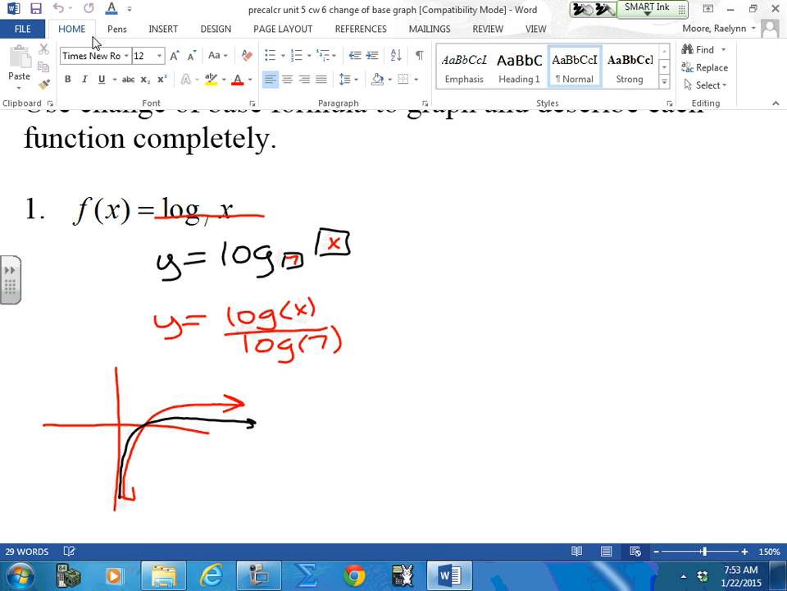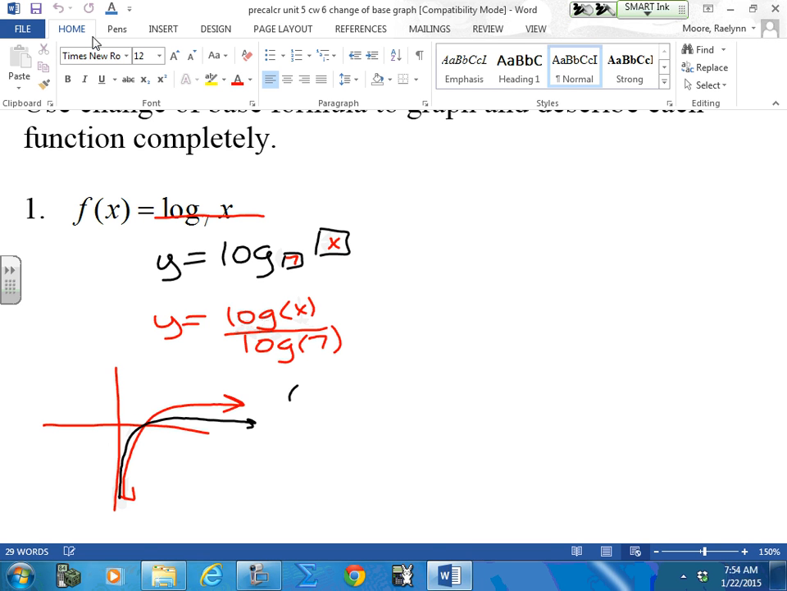As the base got larger, it got a little closer to the y-axis. Logs interchange your x and your y. So therefore, as the base gets larger, instead of getting closer to your y-axis, it gets closer to your x-axis, because you swap it out. The attributes stay the same.